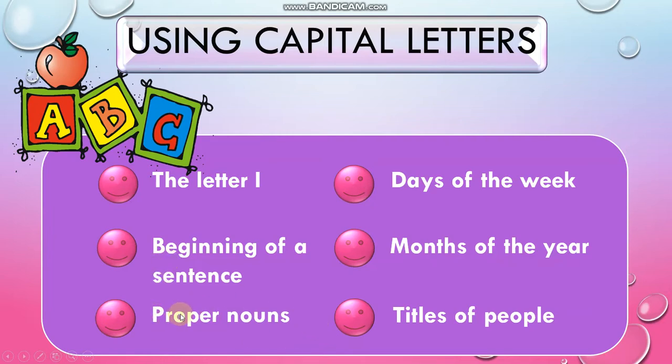Next, proper nouns. So whenever we use these special naming words, names of people, names of holidays, names of places, you're going to be writing them. The first letter is going to be capital. And of course, days of the week. Monday, Tuesday, Wednesday, whatever the day, you're going to use a capital letter. Months of the year, April, March, May, everything you're going to be writing with a capital letter.